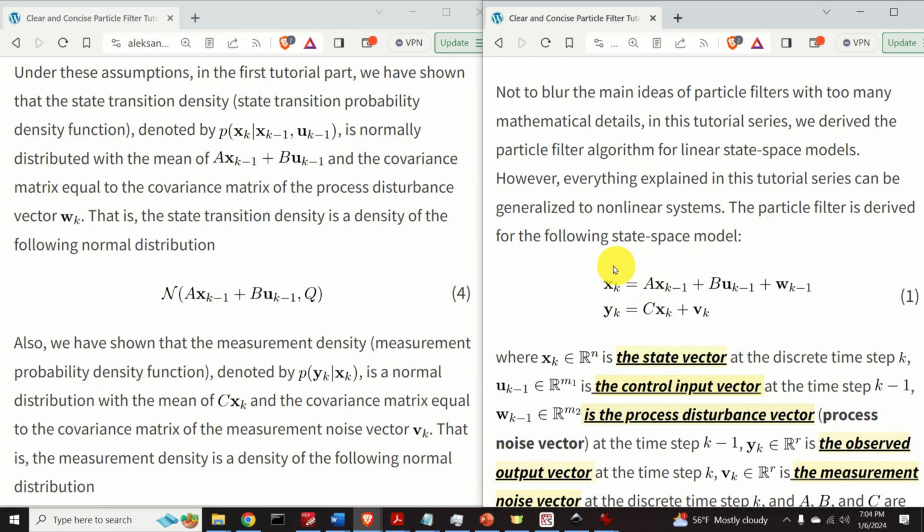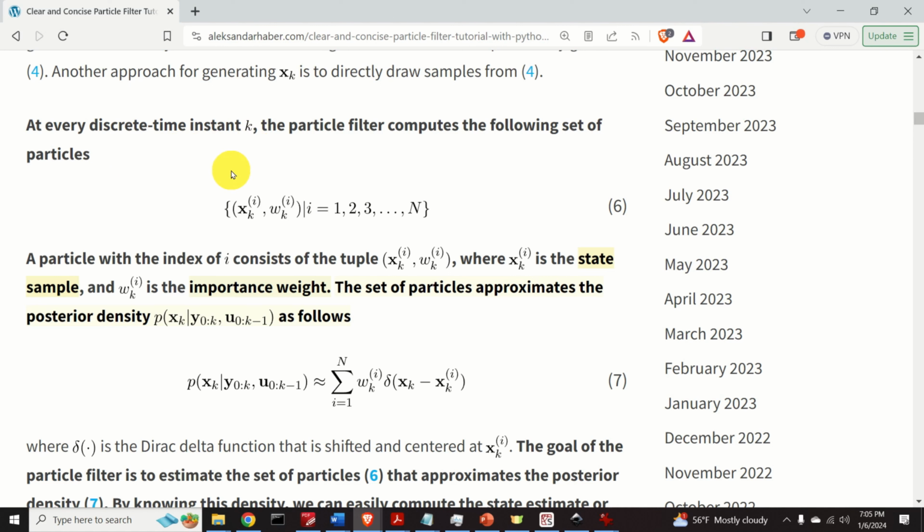The sample of xk generated in this way is distributed according to the state transition probability given in the equation number 4. Another approach for generating xk is to directly draw samples from this distribution. At every discrete time instant k, the particle filter computes the following set of particles.